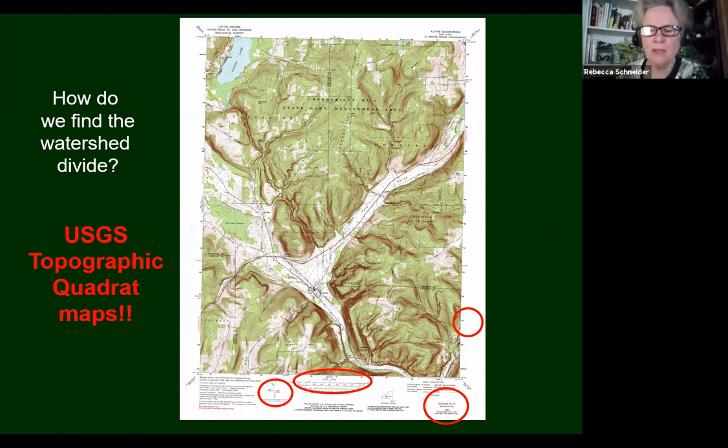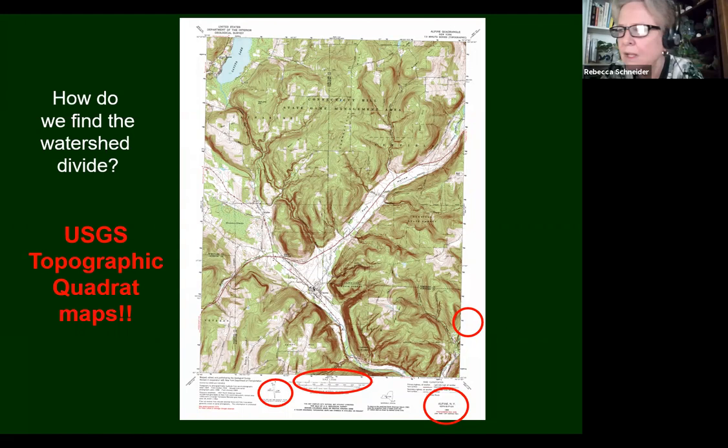And the way we do that, and what's really great, is that the U.S. Geological Survey, back in the 1950s, mapped the entire continental United States at a very fine resolution. They divided it into these topographic quadrats, 1 to 25,000 scale, so you can actually see buildings. And every one of the quadrats has on each side of it the name of the next quadrats on each compass point.